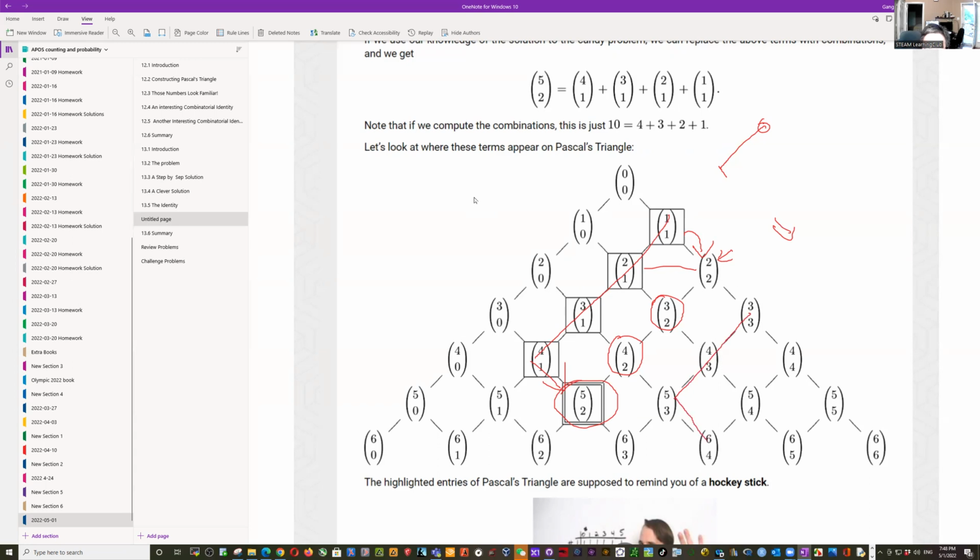So 3 choose 3 plus 4 choose 3 plus 5 choose 3 equals 6 choose 4. You can verify it. This is equal to 1, this is equal to 4, and 5 choose 3 equals 10, so this is equal to 15. And 6 choose 4 equals 6 choose 2, which is equal to 15. So basically, you can draw any hockey stick.